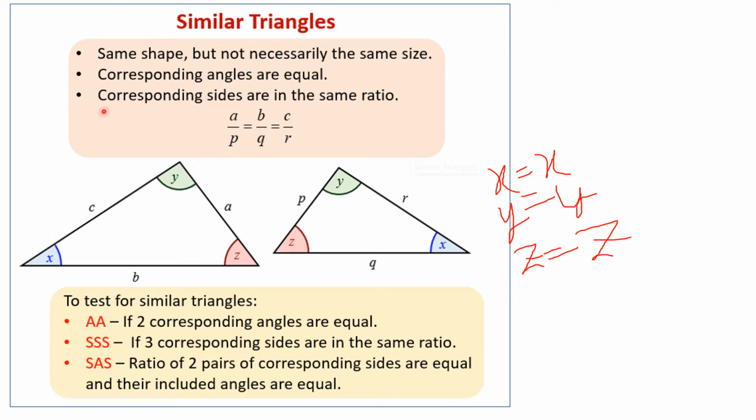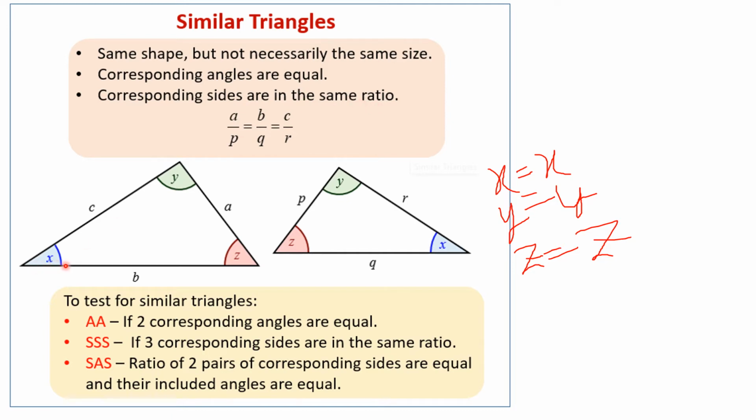Fine. Now the third point, which is a very important point: if the triangles are similar, then the corresponding angles are equal. If the corresponding angles are equal, then the corresponding sides are in the same ratio. Fine. The sides should be in the same ratio. So what does this mean?